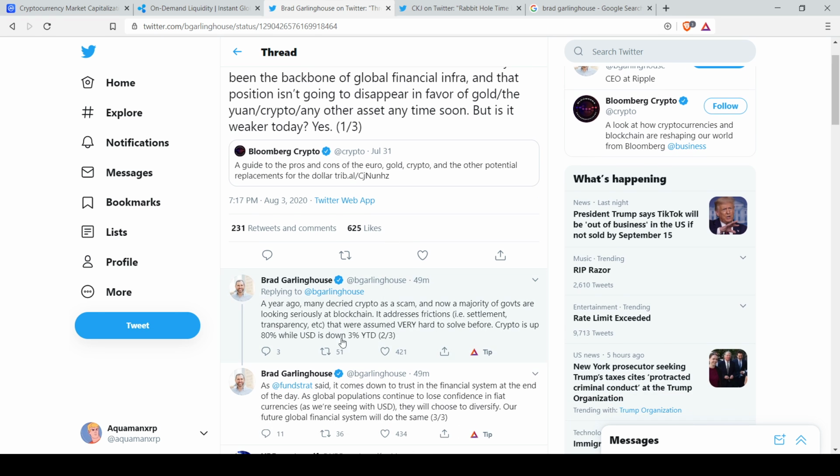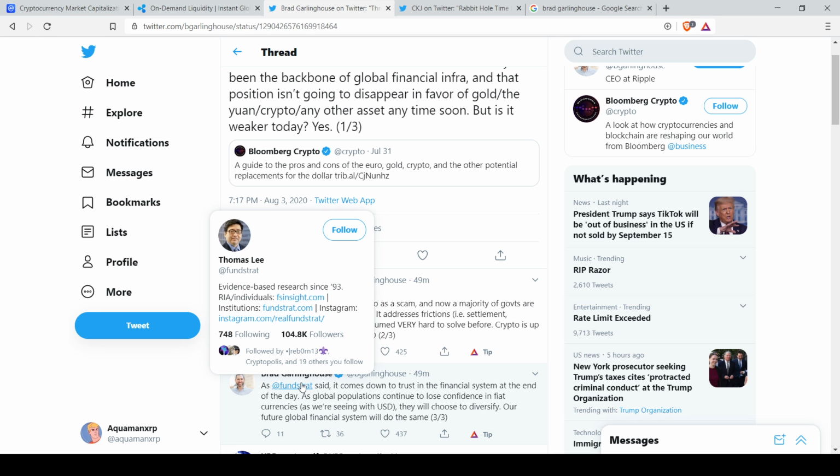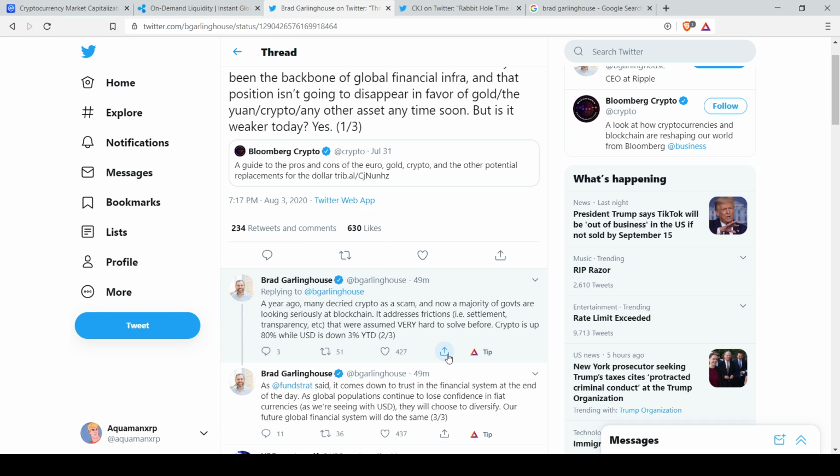He continues on to say, a year ago, many decried crypto as a scam, and now a majority of governments are looking seriously at blockchain. It addresses frictions, i.e., settlements, transparency, etc., that were assumed very hard to solve before. Crypto is up 80%, while USD is down 3% year to date. As Fundstrat's Thomas Lee said, it comes down to trust in the financial system at the end of the day. As global populations continue to lose confidence in fiat currencies, as we see with the USD, they will choose to diversify. Our future global financial system will do the same.